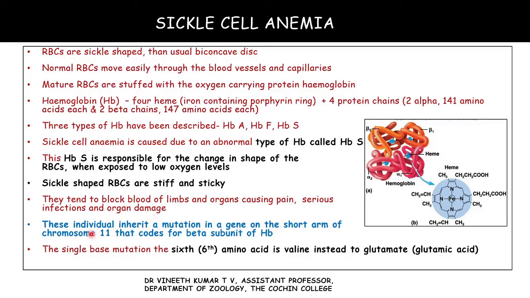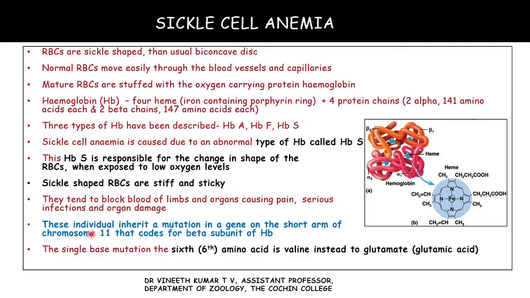So this particular mutation is inherited, and the gene is located in the short arm of chromosome number 11, which codes for the beta protein or the beta subunit of the hemoglobin. There is a single base change, or a single nitrogen base mutation, at the sixth position of the amino acid. The sixth amino acid is replaced. In the normal beta hemoglobin in HbA, the amino acid at the sixth position is glutamate or glutamic acid.